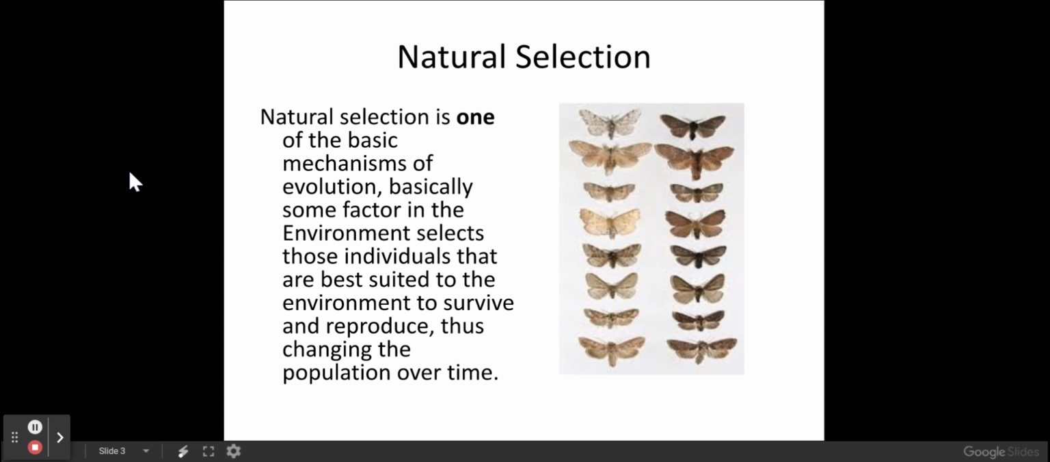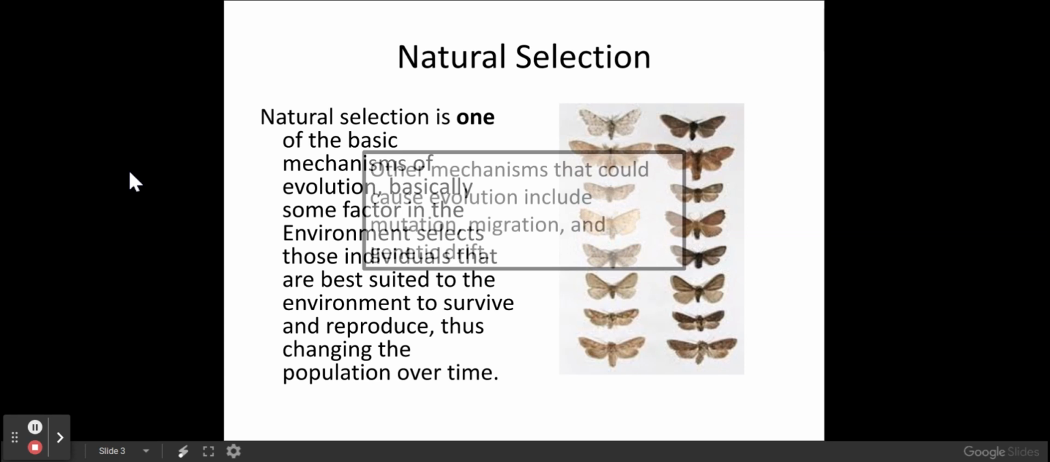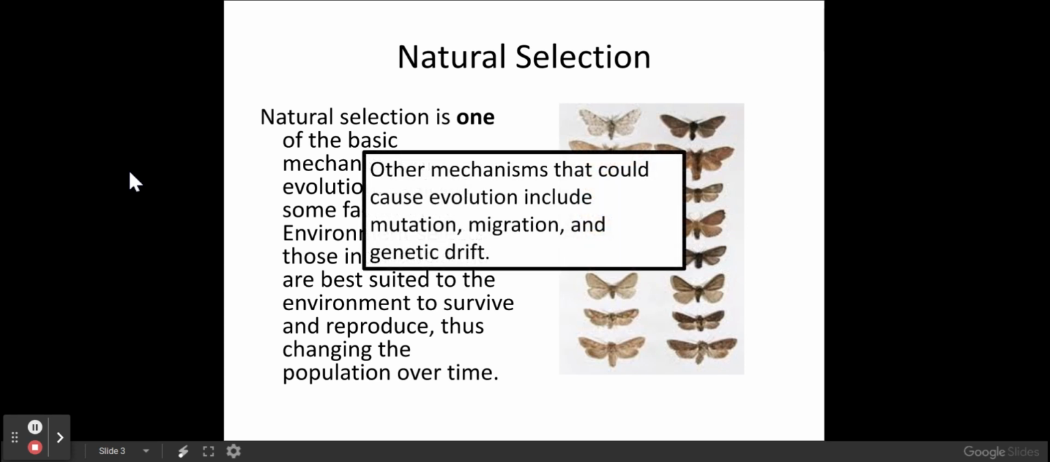Now, this is just one way that this change can occur. It's not the only way that evolution happens, but it's the one we're going to talk about today. Some of the other ways that evolution can occur are through mutation, migration, like moving into or leaving a population, and genetic drift, which is kind of a random occurrence. We'll talk more about these later on. But again, we're just going to focus on natural selection for today.